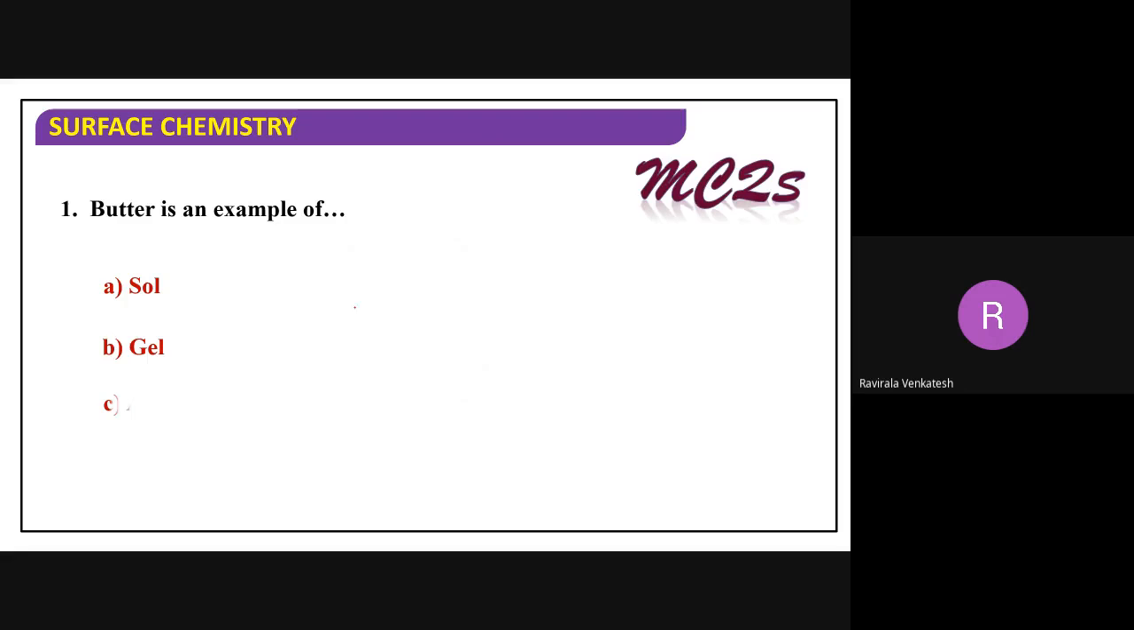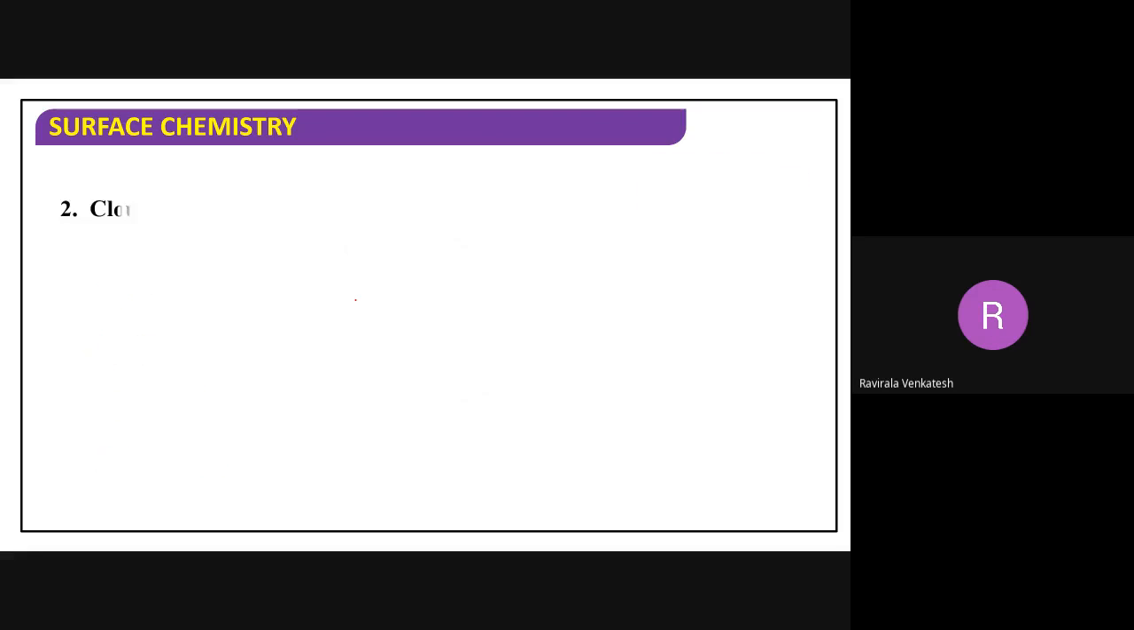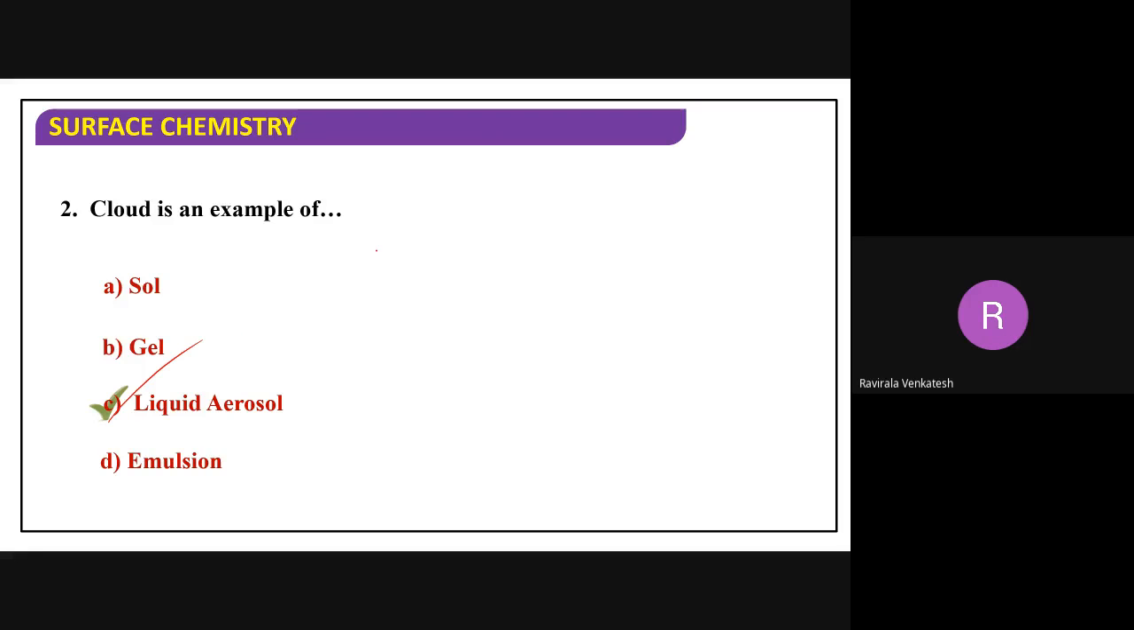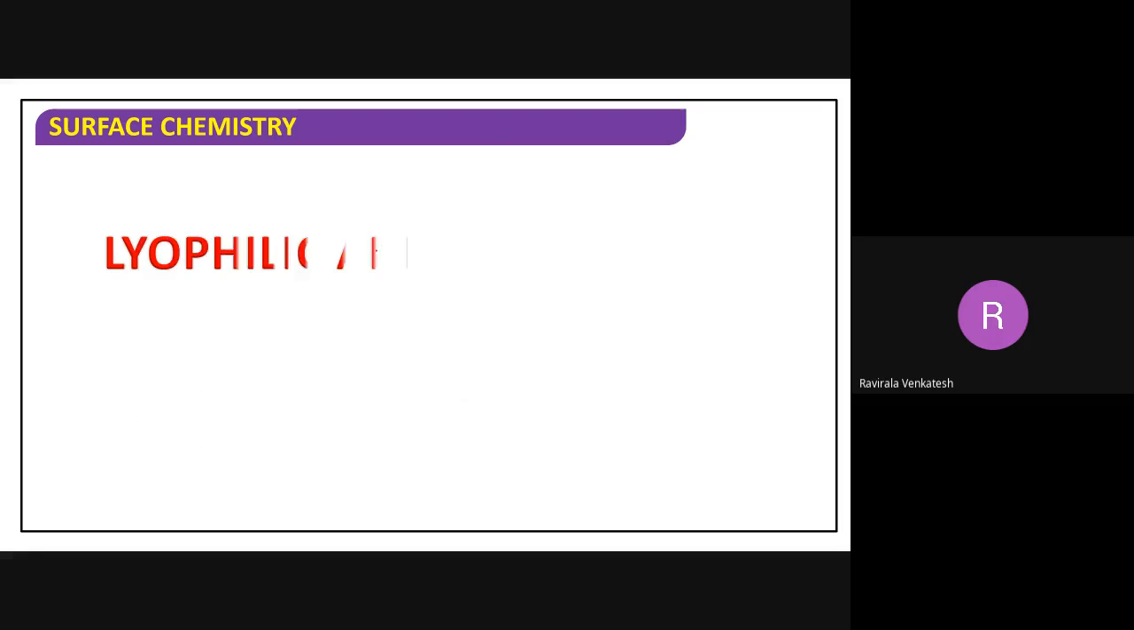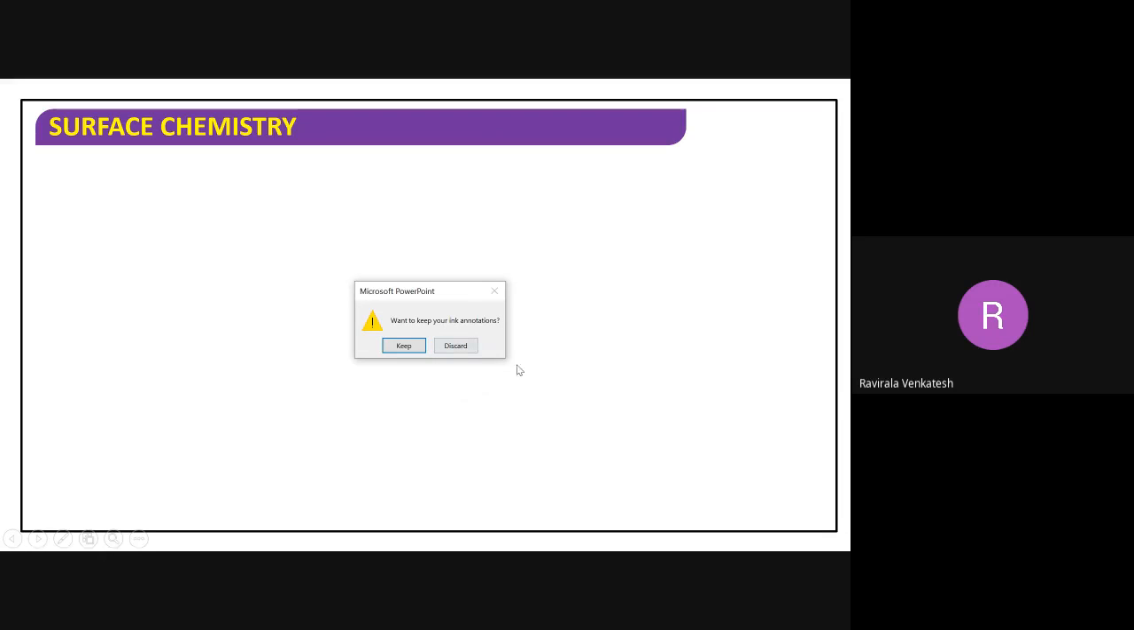Butter is the best example of what? Gel only, because the solid content is more. Therefore, it is a gel. Fog is an example of liquid in gas, so you can take liquid aerosol. That is the classification based upon the physical state. The next is lyophilic and lyophobic colloids.